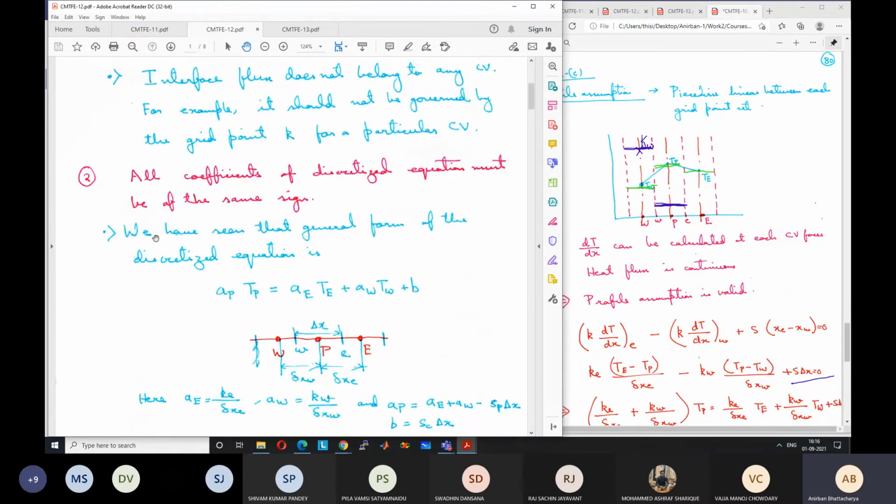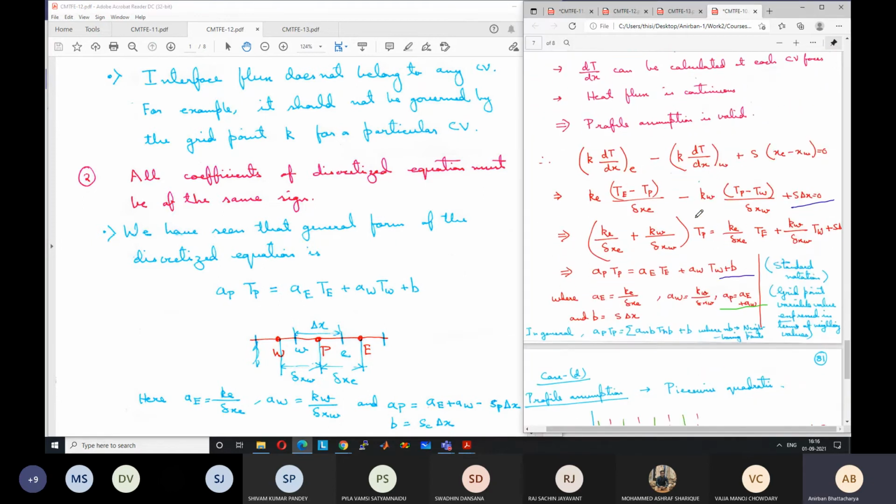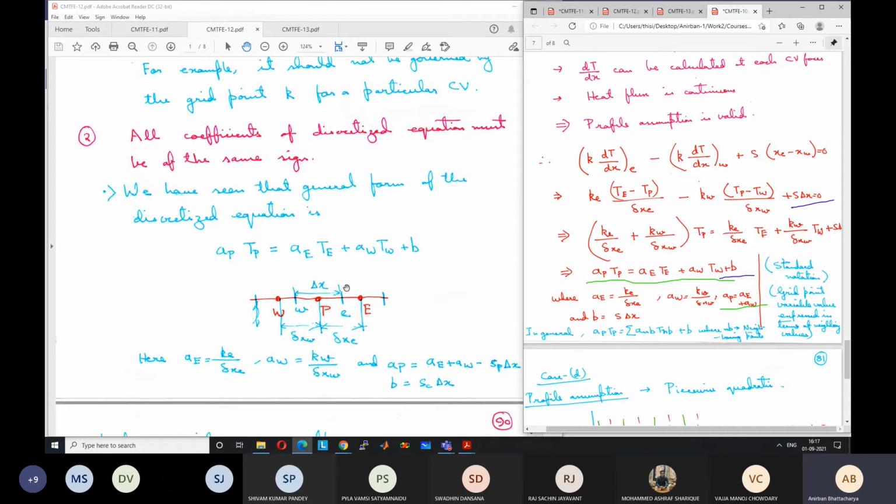The second rule is that all the coefficients of the discretized equation must be of the same sign. Why is this important? Let us try to understand. This is our equation, right? APTP equals AETE plus AWTW plus B for this type of discretization. Remember this figure very well, with all the dimensions and everything.